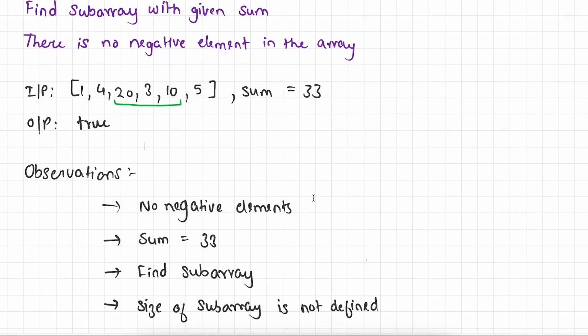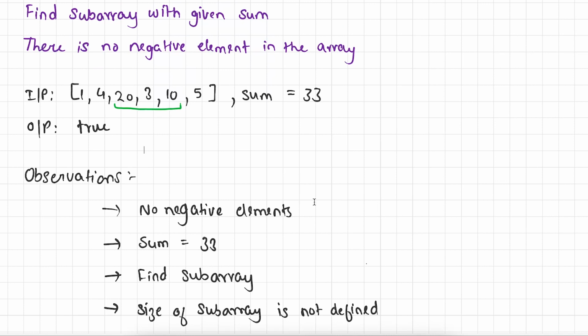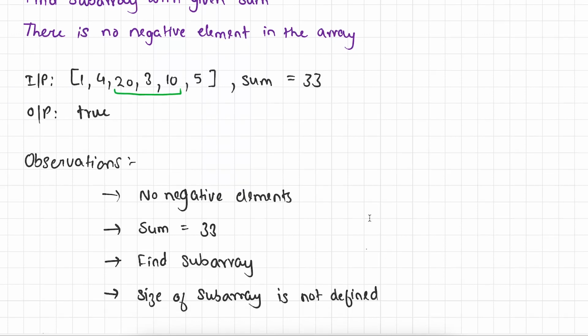Now guys, before we move on, let's do some observations. The first observation is, there are no negative elements in the array. This means we are always going to get numbers that are equal to 0 or greater than 0. This is our first observation. The second observation is the sum is given as 33. The third observation is we have to find the subarray. And the fourth observation is the size of the subarray is not defined. So guys, this is the critical point. You have to give 100% attention on this point.